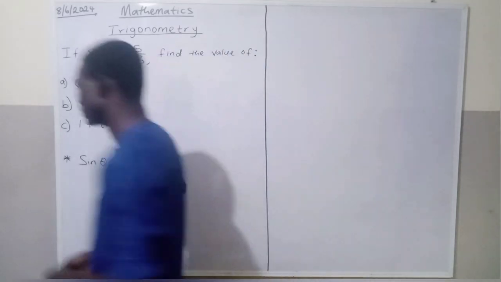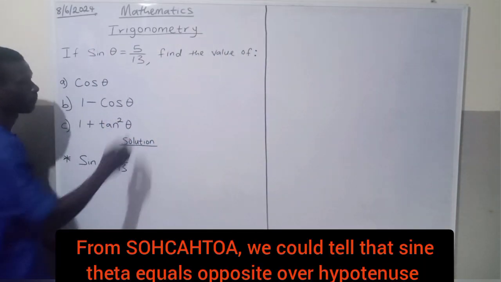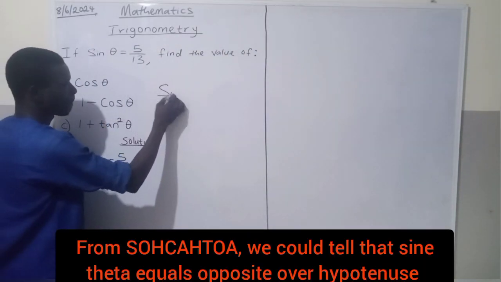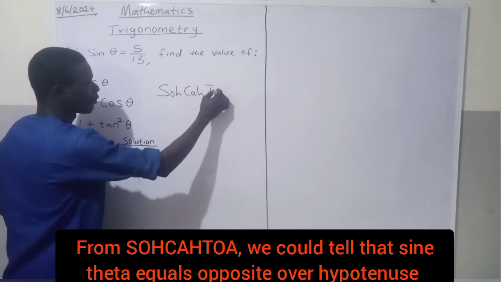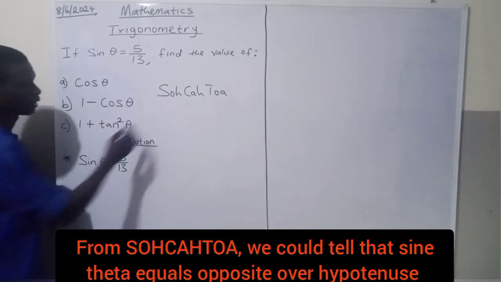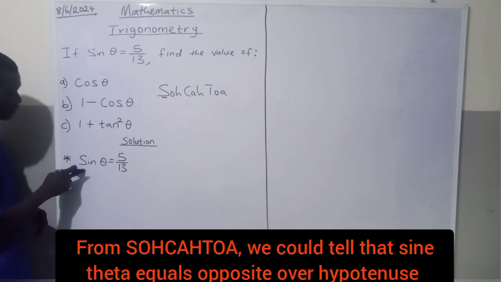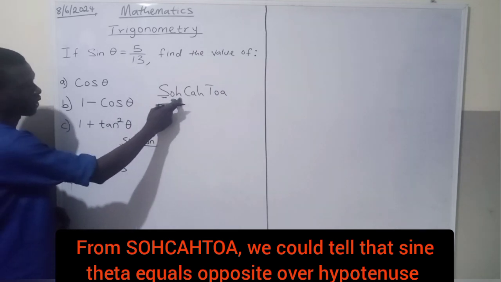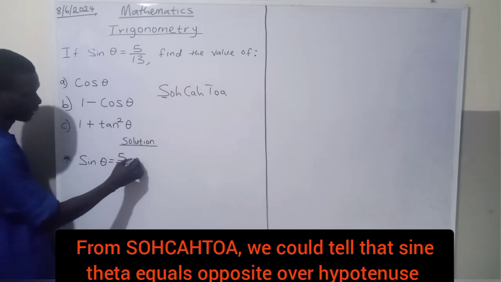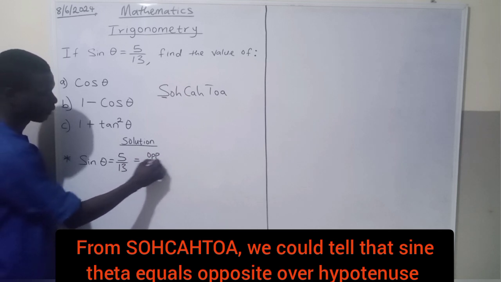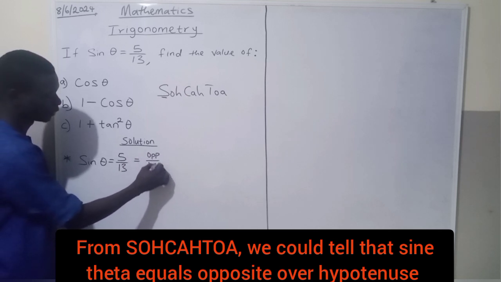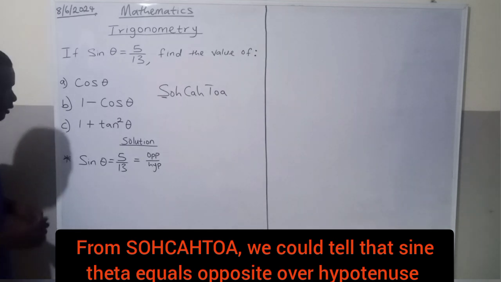And of course, from the idea of SOHCAHTOA, sine theta equals opposite over hypotenuse. So this 5 over 13 is the same as what? The opposite over hypotenuse. That is what it says to us.